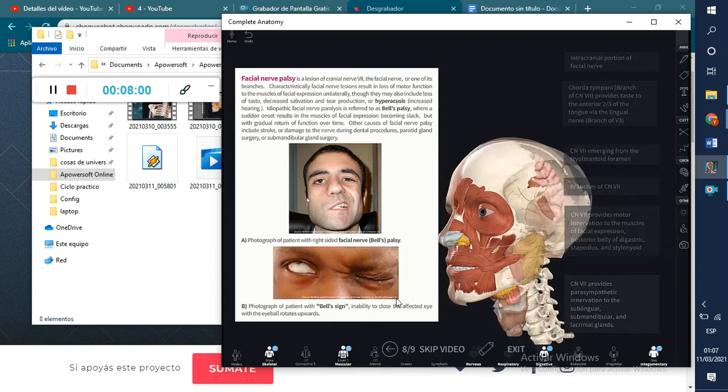Okay, so one more time, this person is exhibiting facial nerve or Bell's palsy on the right side. This person is showing Bell's sign. See, he's actually trying to close his eyes, but the right eye does not close, and in addition to that, this is Bell's sign, so he's unable to close this eye, and the eyeball is actually rotated upwards.